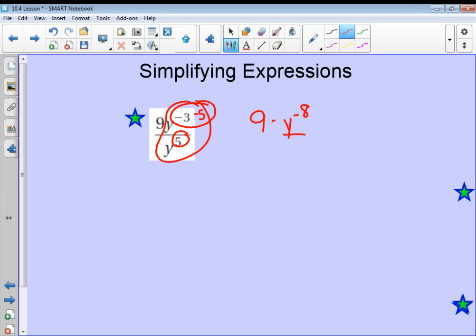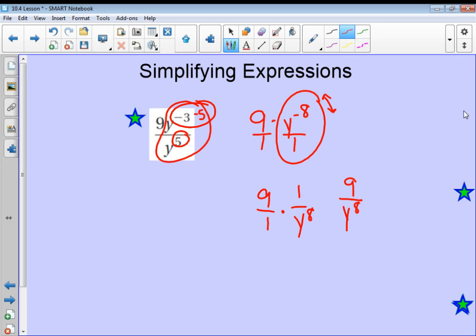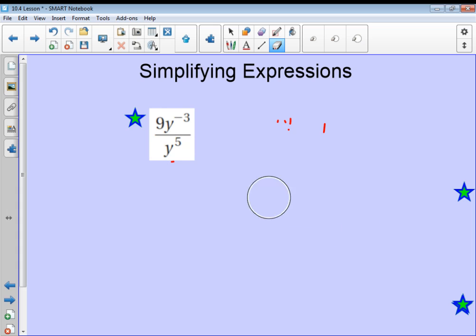So if you want to, you can do this. Okay, it's still going to be 9 over 1. This part I have to do the reciprocal of. So it becomes 9 over 1 times 1 over y to the 8th, which becomes 9 over y to the 8th. Now, you can break it apart like that. What I tend to do is, because there I am working reciprocal, I tend to just think anything that has a negative exponent is going to go to the opposite, whether it's top or bottom, okay, to get rid of that negative. So let's do something here.